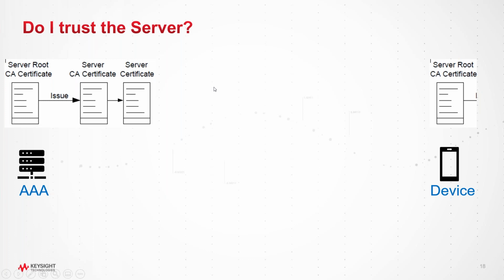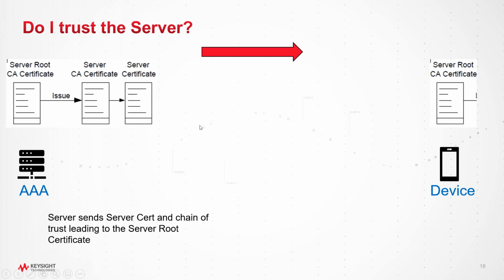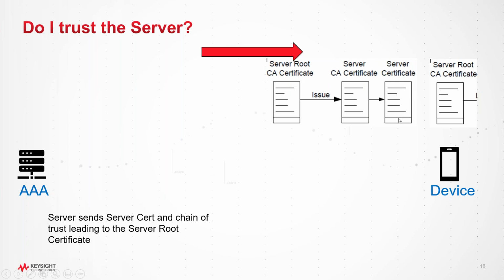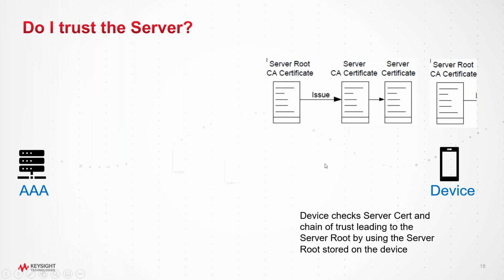So when we ask the question, do I trust the server, the server essentially sends its certificate and chain of trust leading to the root to the device. The device has ahead of time the server root CA certificate that's installed on the device. And it uses this root CA certificate to validate the chain of trust. It does not use the root that may have been sent to it. So that's how it validates whether it trusts the server.